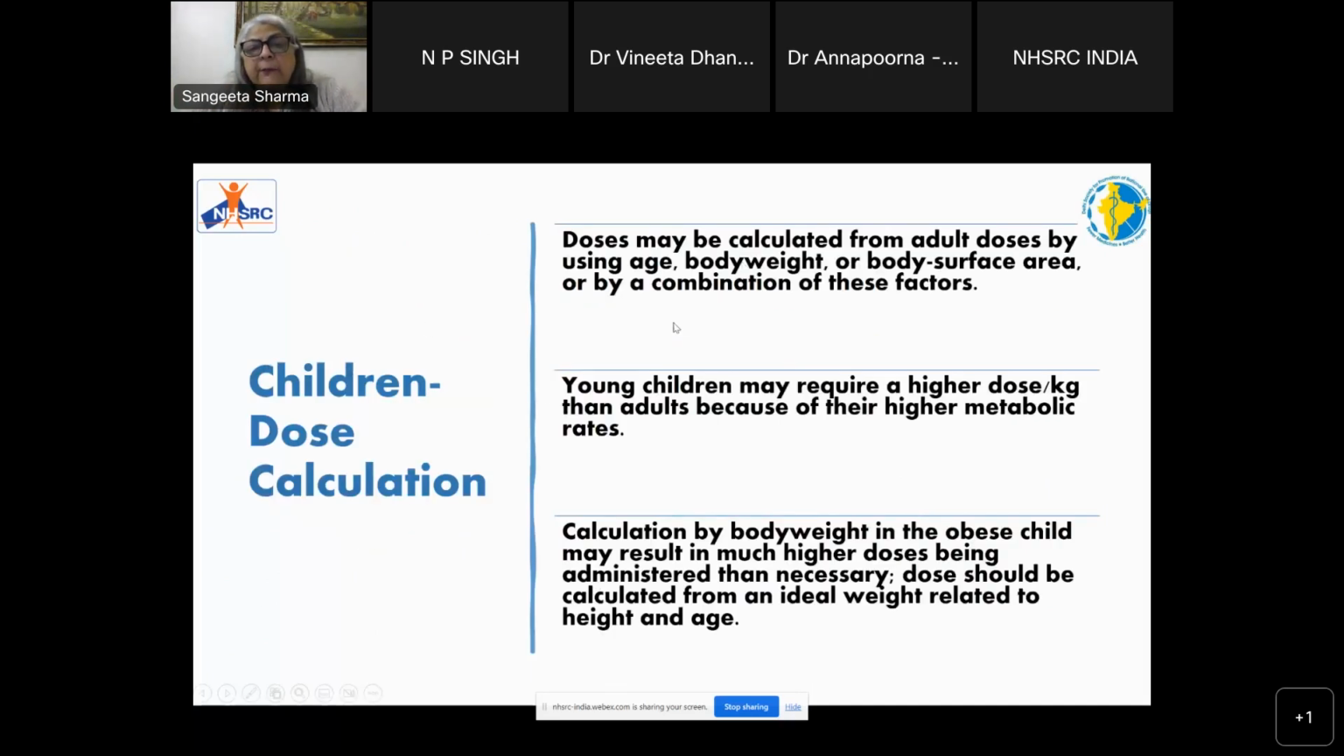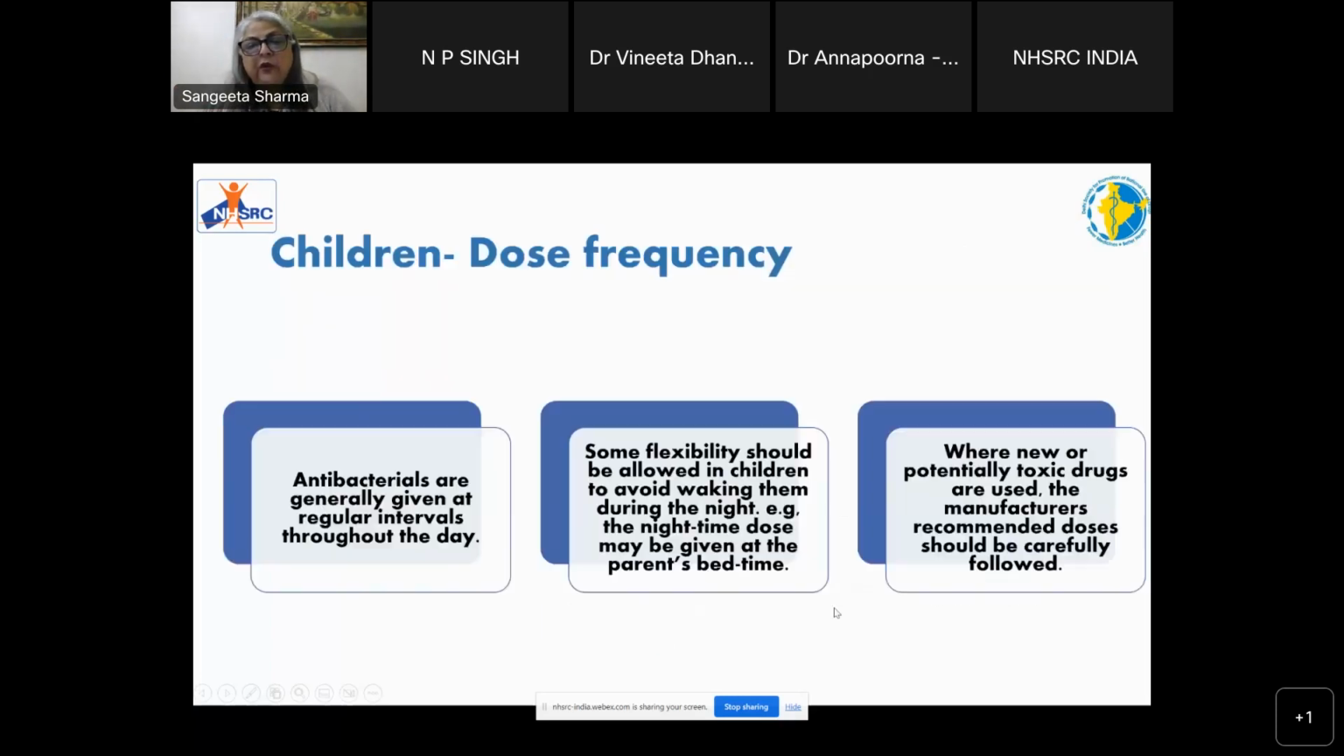Then other things that you must keep in mind: young children may require a higher dose per kg than adults because of their higher metabolic rate. So do consider that. And sometimes, if you have an obese child with you, and if you simply go by the body weight here, it may exceed the adult dose. But we don't exceed the adult dose here. So this should be calculated from the ideal weight related to height and age. So just don't go blindly by the body weight. If it is an obese child, you do not exceed the adult dose, or go by the ideal weight for this child. Then frequency, how do you do this?